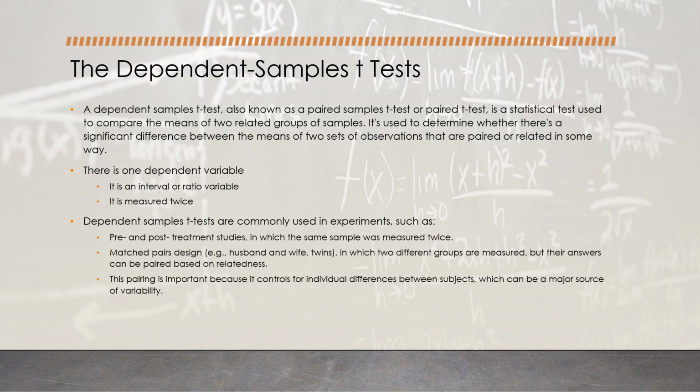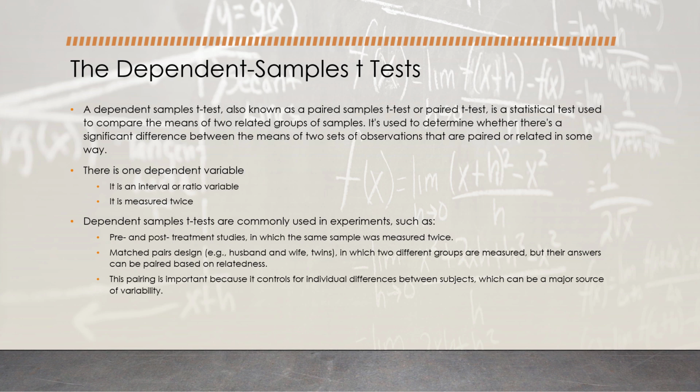A dependent samples t-test is a statistical test used to compare the means of two related groups of samples. It's used to determine whether there is a significant difference between two sets of observations that are paired or related in some way. In a dependent samples t-test, there is one dependent variable, which must be an interval or ratio variable. The variable is either measured twice from the same sample or measured from two samples that can be matched based on a certain relationship.